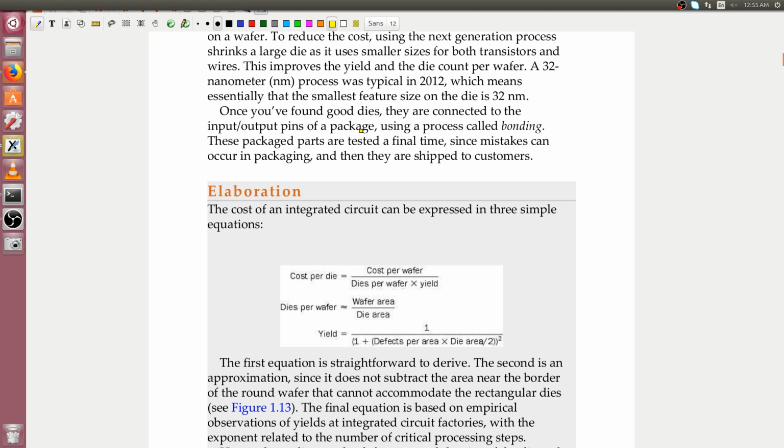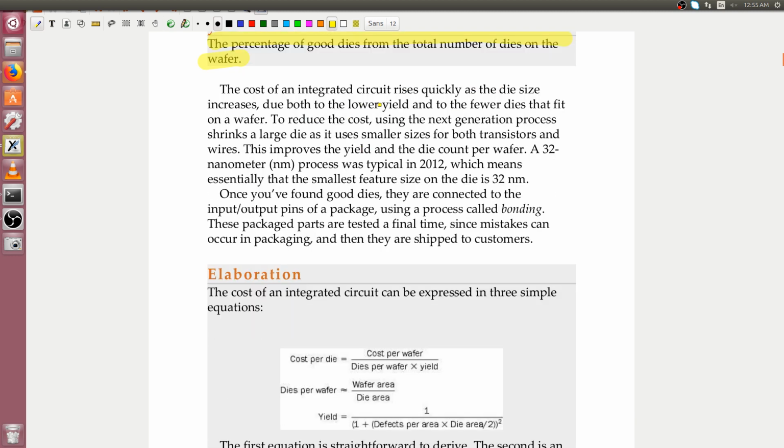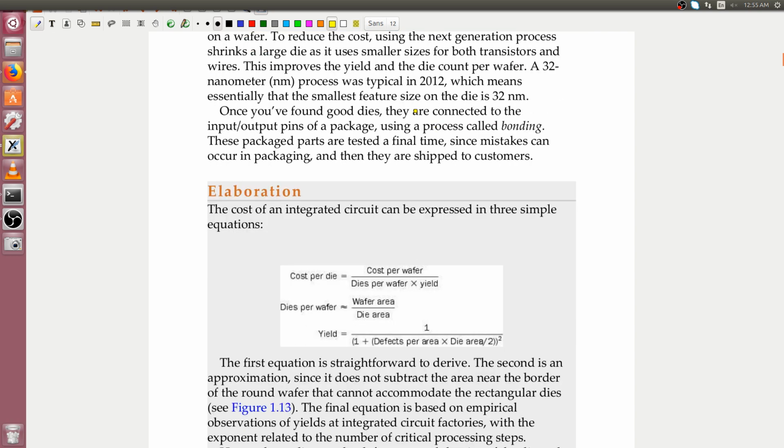Okay. So, moving on. The cost of an integrated circuit quickly rises as the die size increases, and this is what we said previously, because you can fit fewer on there, and if you have one go bad on there, it's a larger percent of your yield. Once you've found good dies, so once you've done all the testing, they are connected to the input and output pins of a package using a process called bonding.